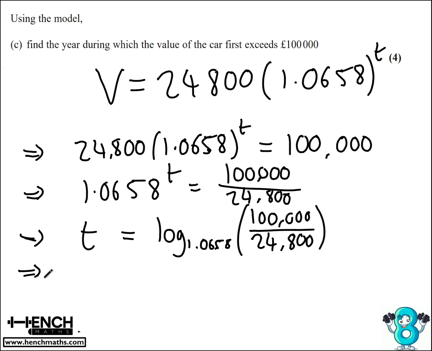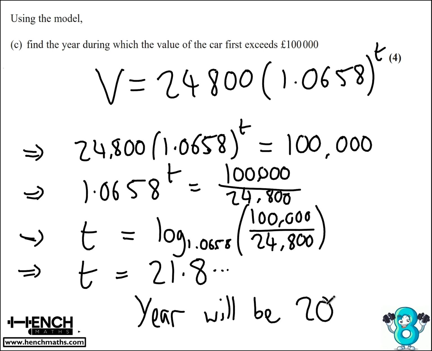And that's going to give us t is equal to 21.8. So because we began on the 1st of January 2001 and we want the year in which it would exceed, it would actually happen in this 21st year. It would be towards the end of the 21st year. So after 2001, that implies the year will be 2022. For all of 2023, it will be above 100,000, but partway through 2022, it will exceed 100,000. So that's our answer to part C.